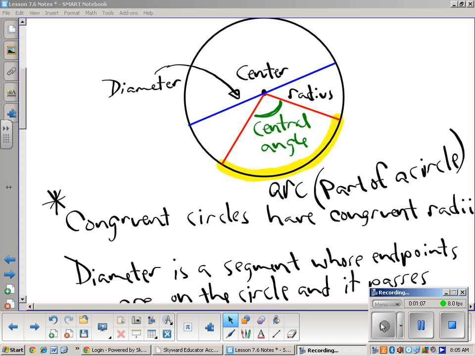Just to make sure you're understanding the picture, the diameter is this blue line right here. That's the diameter. The red lines here are radii, two radiuses. They're called radii. The angle between the two radii is called a central angle. So in a moment we'll get the definition of what a central angle is. And then this yellow highlighted section of the circle is called an arc. And the arc is just part of a circle. Okay.